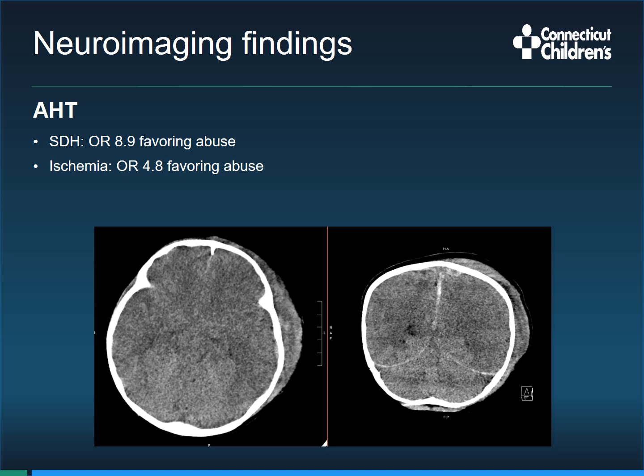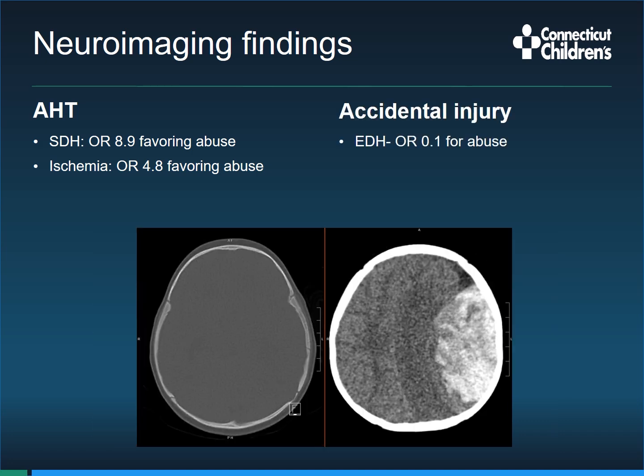Prior research comparing radiographic characteristics for both AHT and accidental injuries in children has defined the presence of subdural hemorrhage and ischemic injury as strongly favoring abusive head trauma. This same work suggests that epidural hemorrhage is more commonly seen in accidental injury.